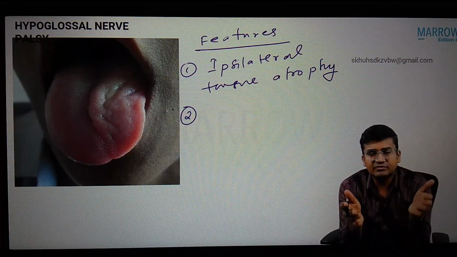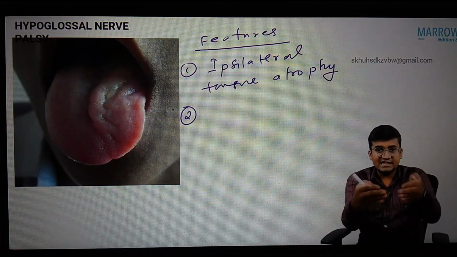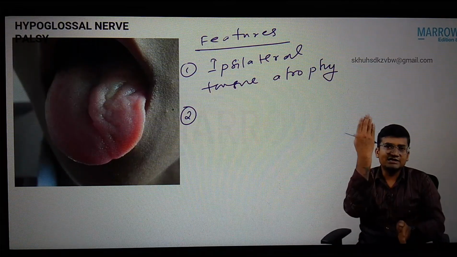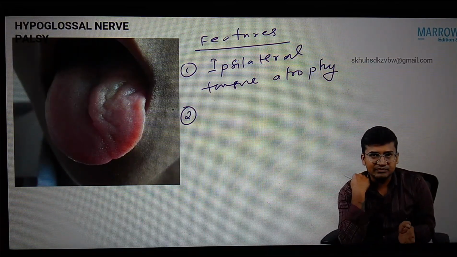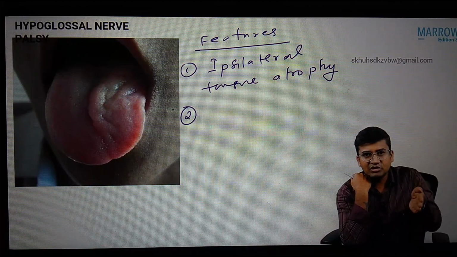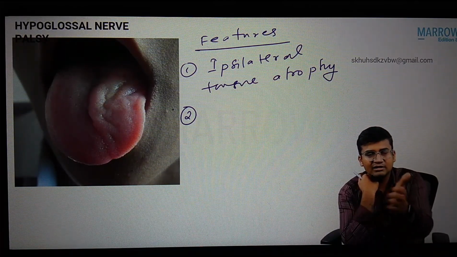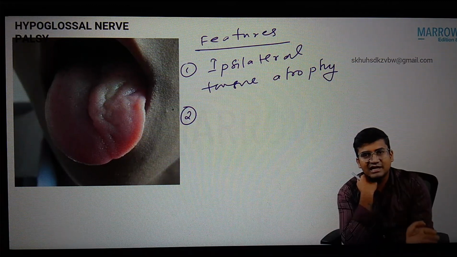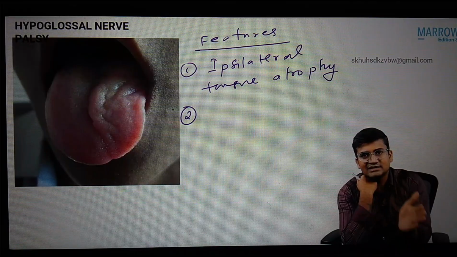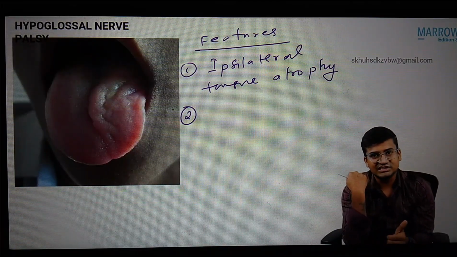The tongue deviates to which side? See, tongue protrusion will be like this. The muscles of the 2 sides converge in the median vector. Now, in the case of right side hypoglossal nerve injury, the right side genioglossus muscle is not working. The left side genioglossus tries to meet the other side muscle in the median vector, but the right side hypoglossal nerve is not working. Now the tongue is deviating towards this side, the right side, the lesion side.